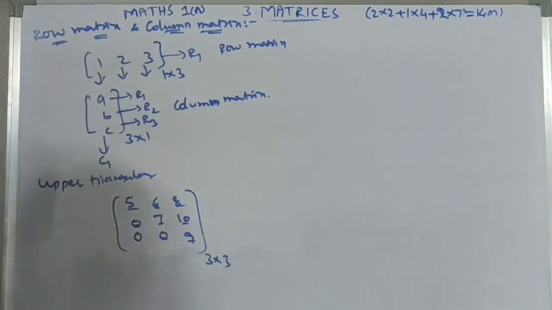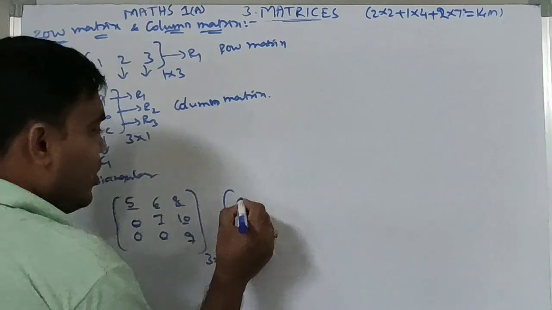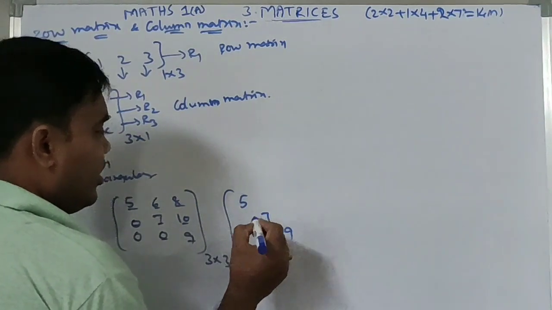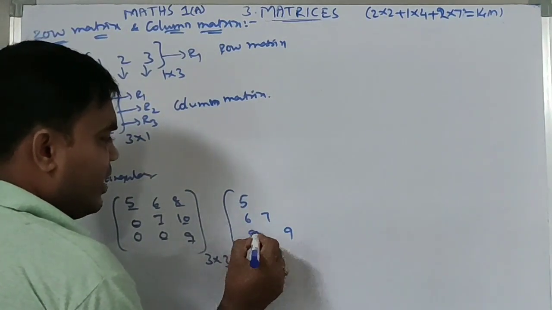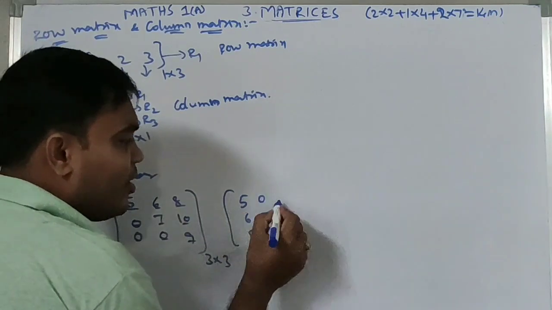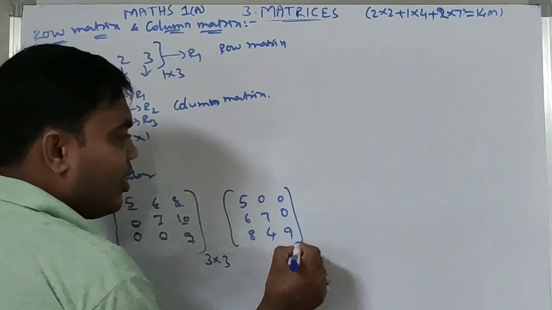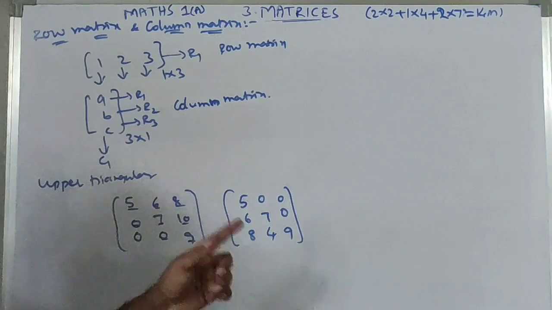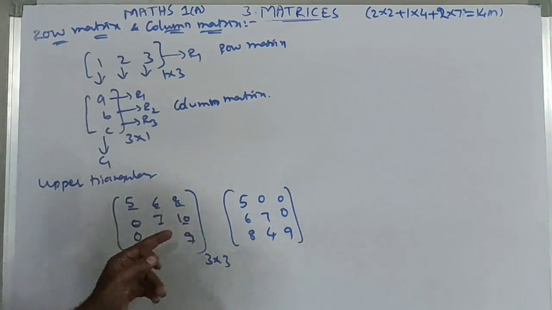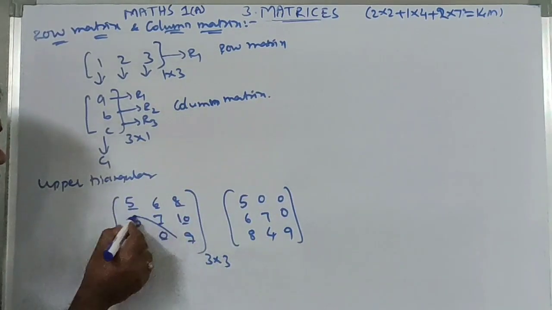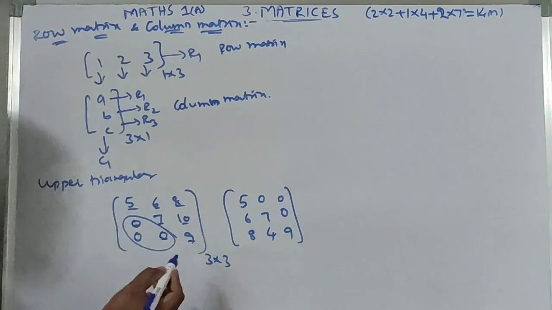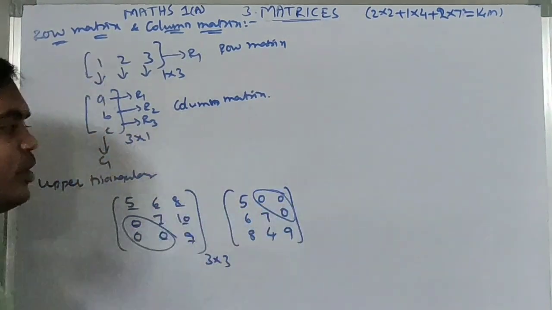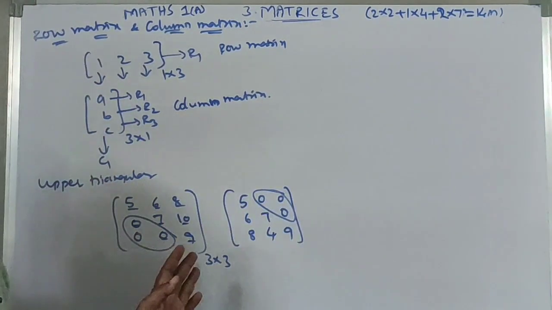If the elements below the diagonal are equal to 0, it is upper triangular. If the elements above the diagonal are equal to 0, it is lower triangular. Again 5, 7, 9, 6, 8, 4. This element 0, this element 0, this element also 0. So this is lower triangular. So if below the diagonal elements are equal to 0, upper triangular; if above the diagonal elements are equal to 0, then it is called lower triangular.